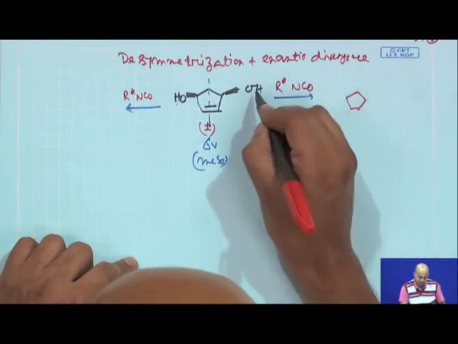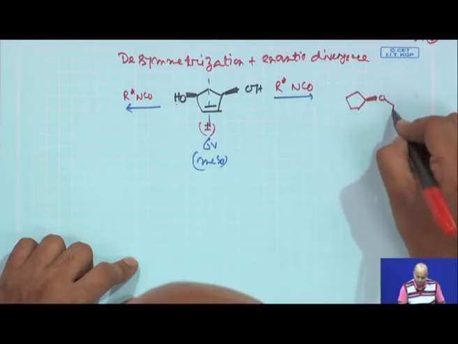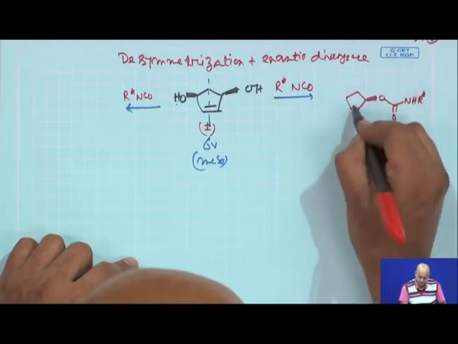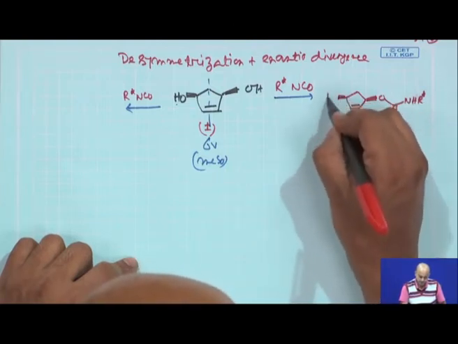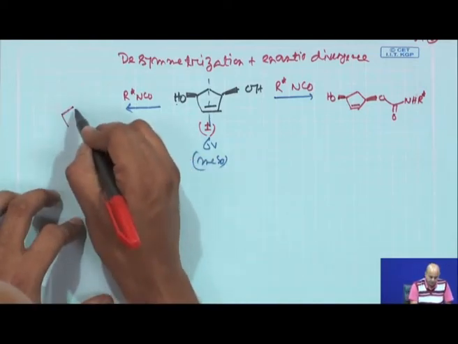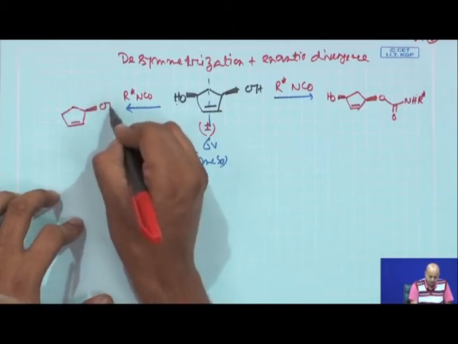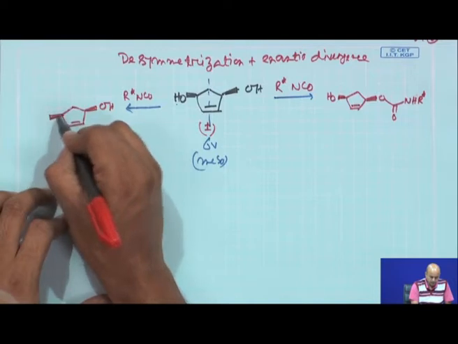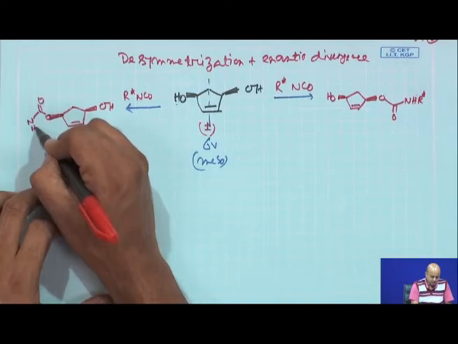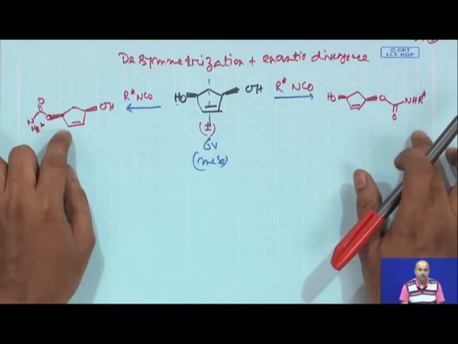So, if you react with this OH, you will basically get O, CO, NH, R prime. R is basically the chiral center. And for this one also you get the O, CO, NH, R prime. In your reaction mixture both the compounds are present.